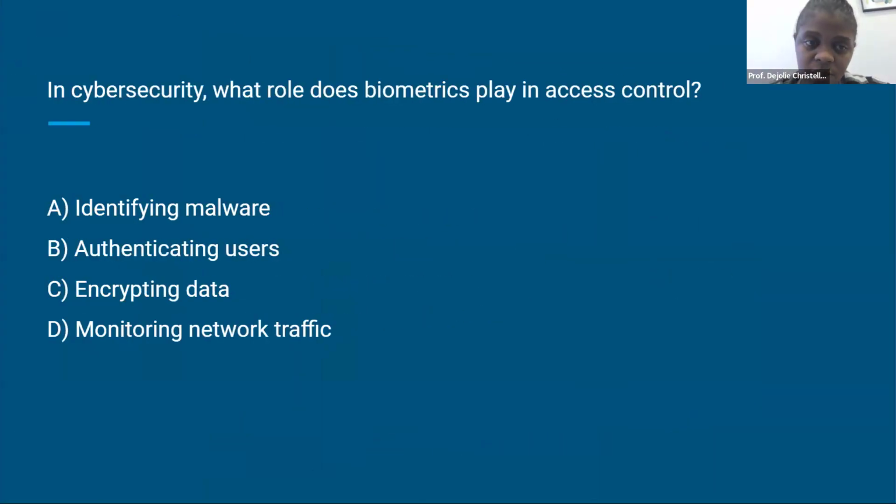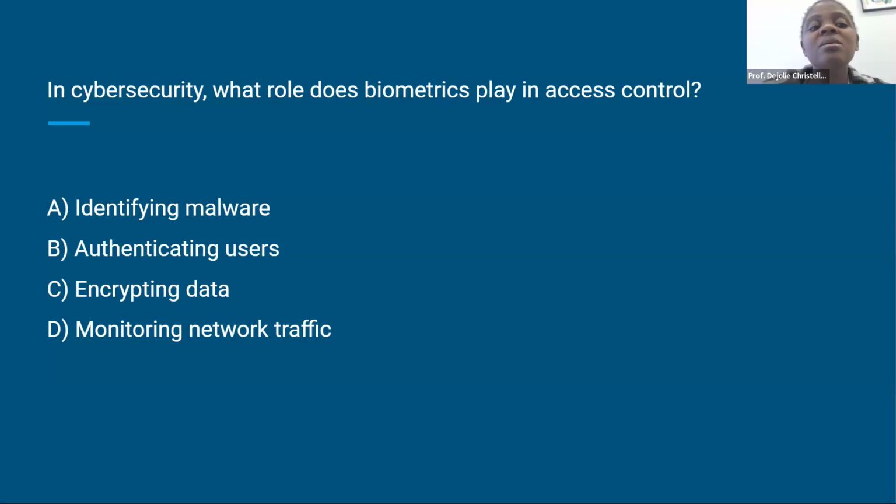So let's go to the next question. Would someone like to read this question? You're almost at the end. In cybersecurity, what role does biometrics play in access control? A, identifying malware. B, authenticating users. C, encrypting data. D, monitoring network traffic. I'm going to say B.